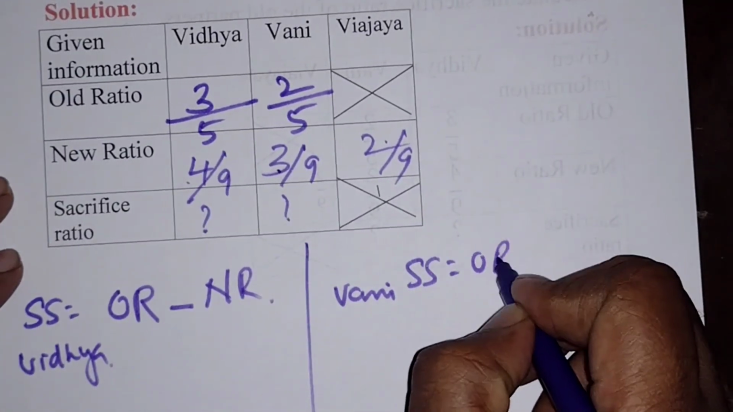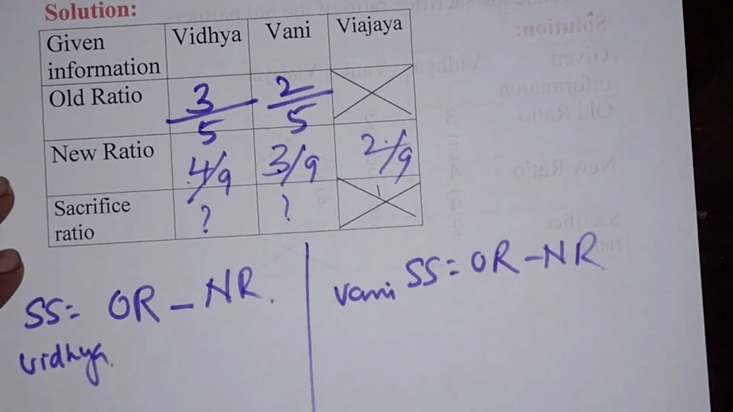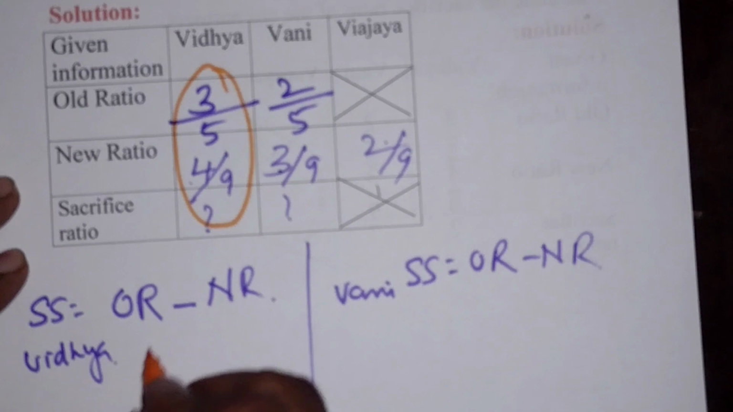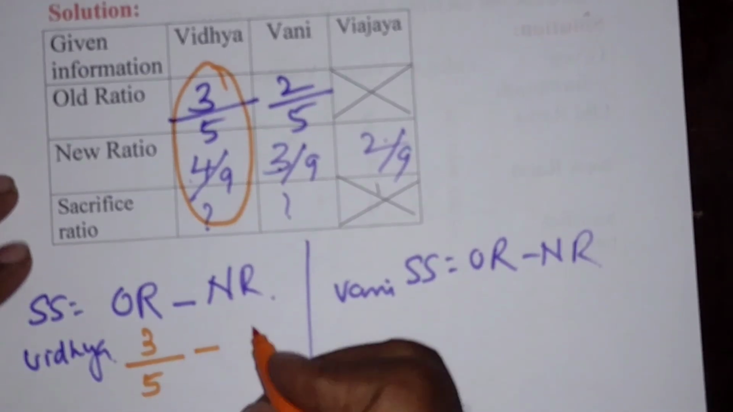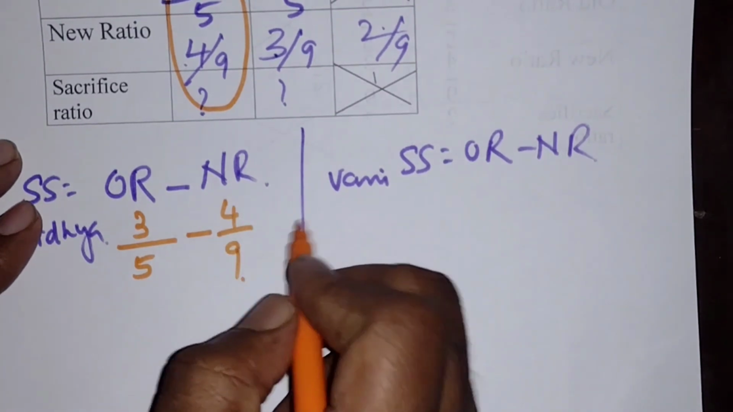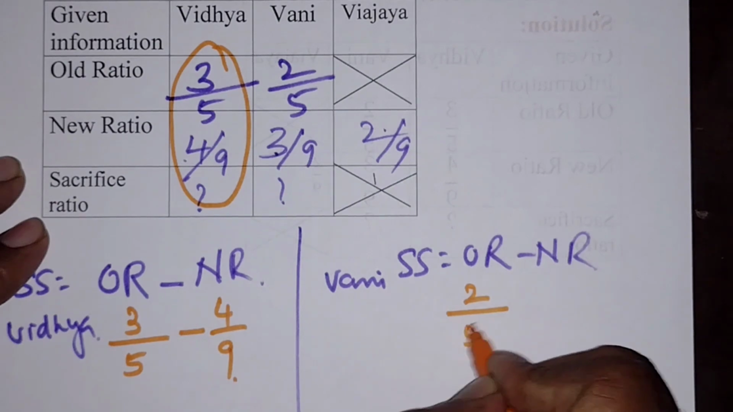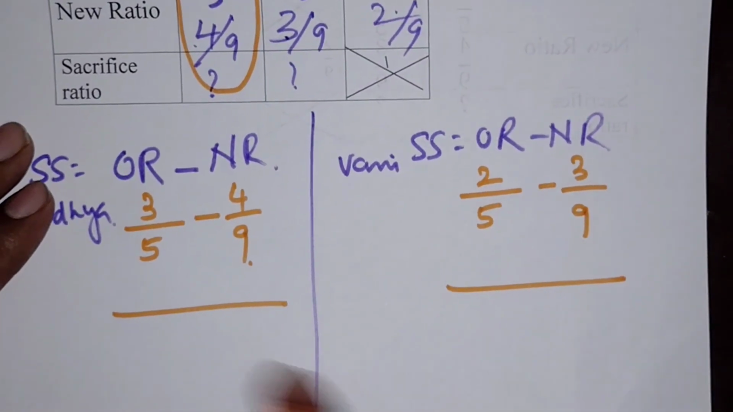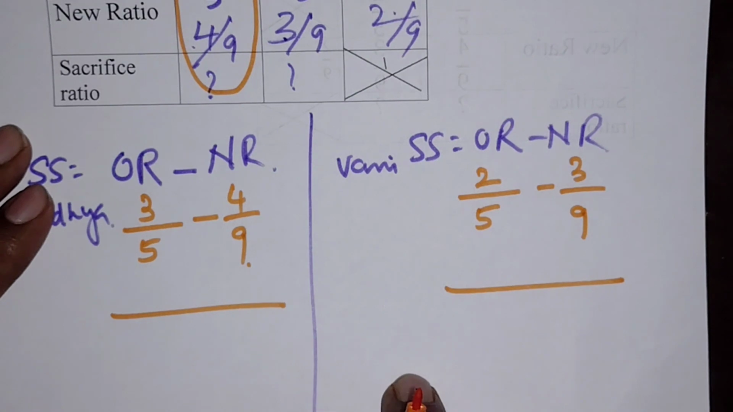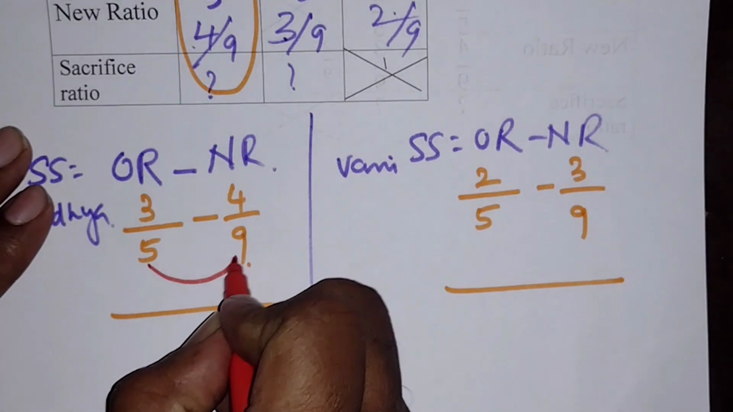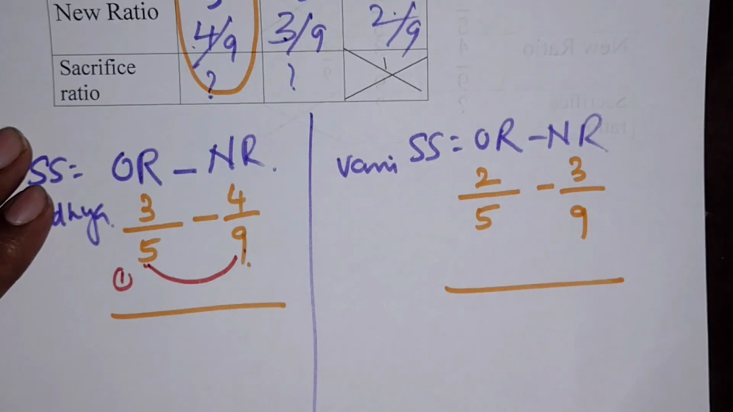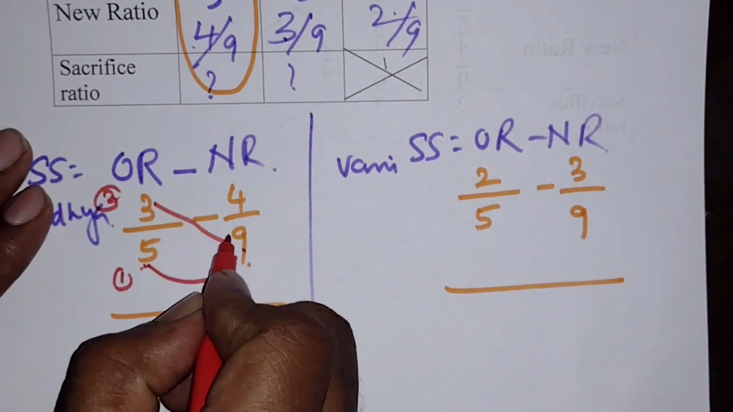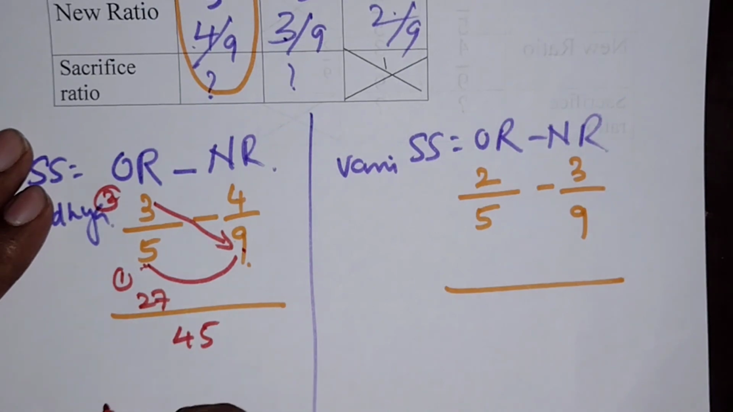Share sacrifice is equal to old ratio minus new ratio. Come on, what is the first information? 3 by 5 minus 4 by 9. And for the second person, 2 by 5 minus 3 by 9. You see, for 5 and 9 there is no common number for the LCM. So in that situation, we will go for the cross multiplication method. First one, 5 and 9: 5 nines are 45. Second one, 3 nines are 27.